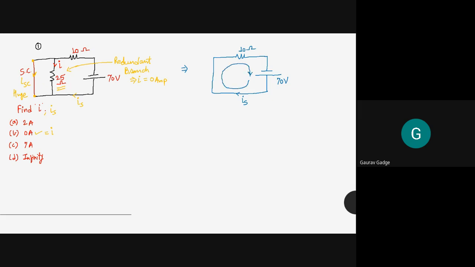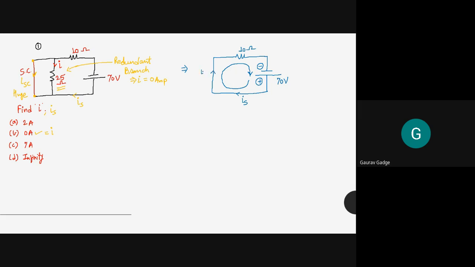Because the positive terminal of that source voltage is on the lower side, whereas the negative terminal of it is connected to the 10 ohm resistance, we get the direction of that current as anti-clockwise in the loop. Now the 25 ohm branch is the redundant branch, and therefore we get the movement of current in this pattern.